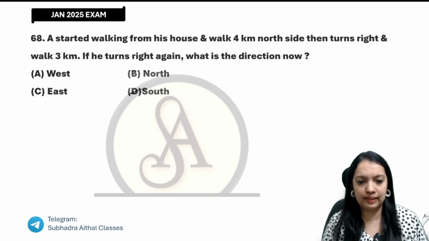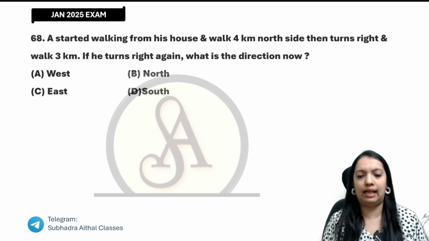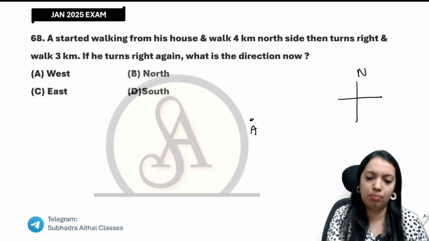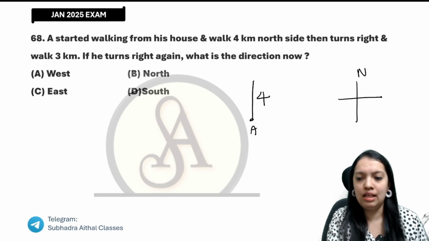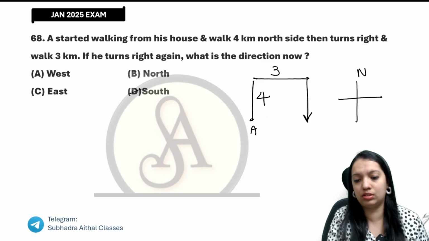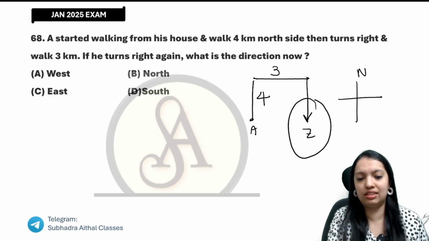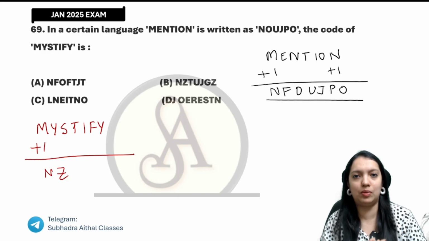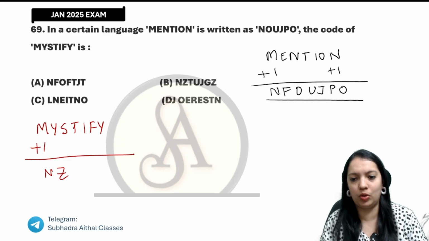Next, A started walking from his house and he walked 4 kilometers north side. At the point 4 kilometers north, took a right turn, walked for 3 kilometers, again turns right and walks. Now in which direction is he? South direction, option D.